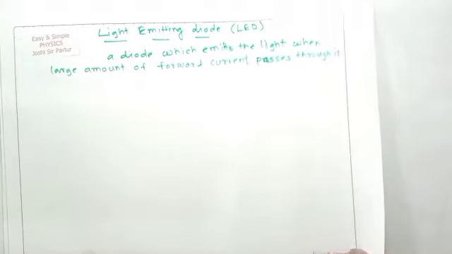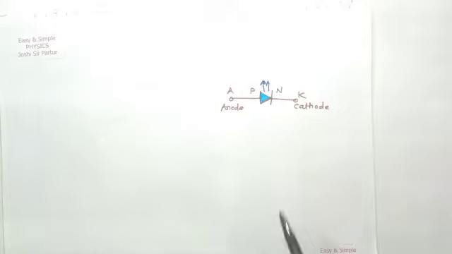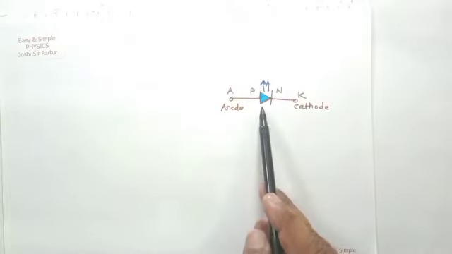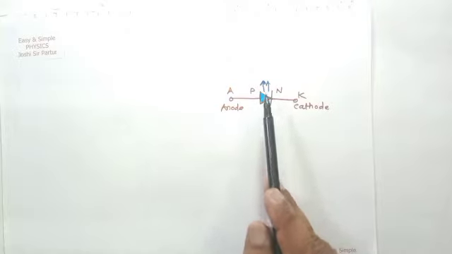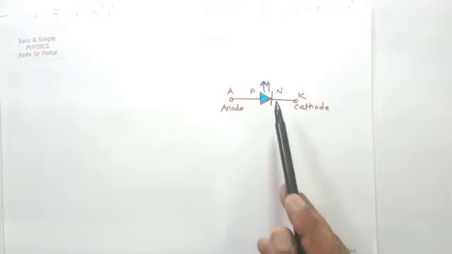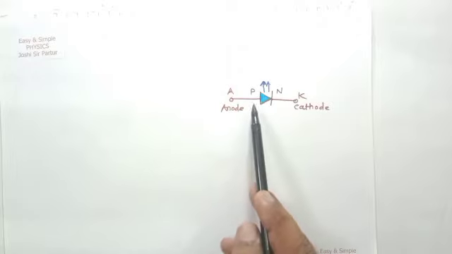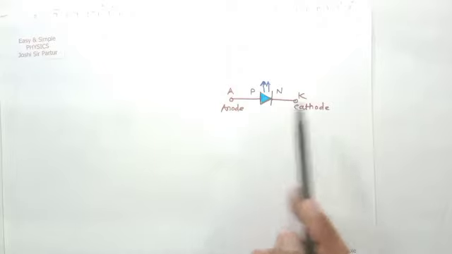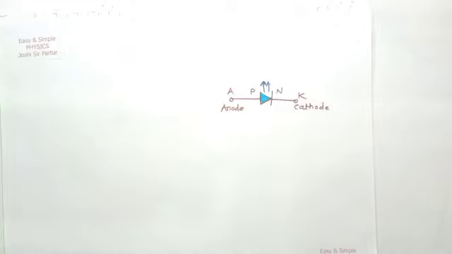The circuit symbol for a light emitting diode will be like this. Here is the P region, the N region, and light is emitted. Arrows are outward, outside the P and N region. Here the anode is connected to the P region and the cathode is connected to the N region. That will be the circuit symbol.